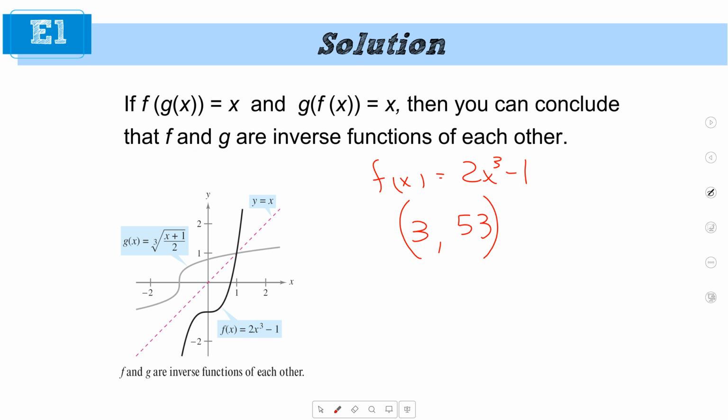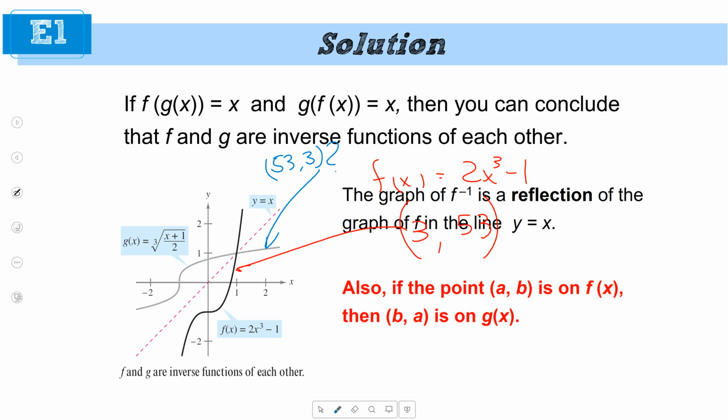Where's its corresponding point on the inverse? So this guy is on the black graph. Where's the corresponding point on the gray graph? 53, 3. They switch. Okay. If you have a function, if you have a point (a, b), it gets reflected to the point (b, a), which is summarized there. That's also very big.